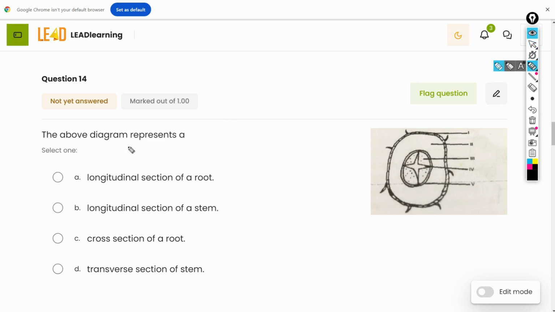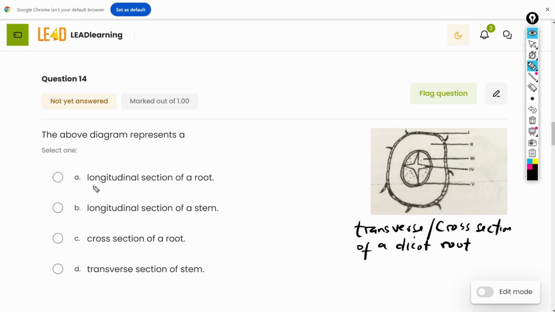Question 14. The above diagram represents a... Now, if you look at this diagram carefully, under supporting systems, this diagram represents the transverse section, or you can also call it a cross section of the root of a dicot plant. So this is a transverse section or a cross section of a dicot root, a dicotyledon root.